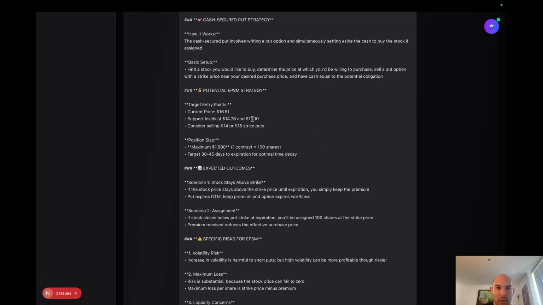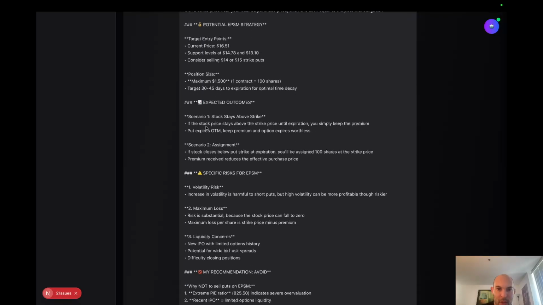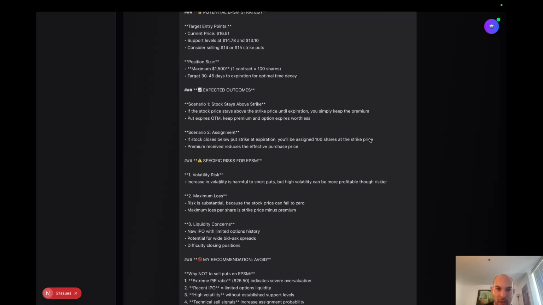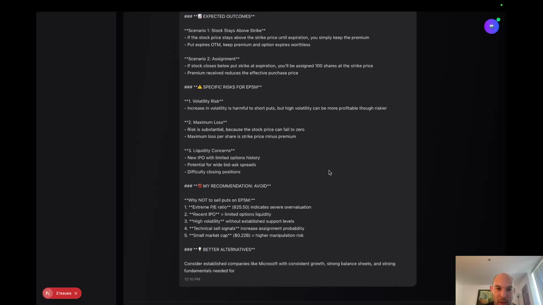Current price, support levels at here, 1,500 bucks as a position. If the stock stays above the strike price until expiration, you keep the premium. Yeah, this is the play I like to do. You basically sell insurance on the stock and keep the premium as a commission. Then you'll be assigned. Okay. Extreme P and L ratio.